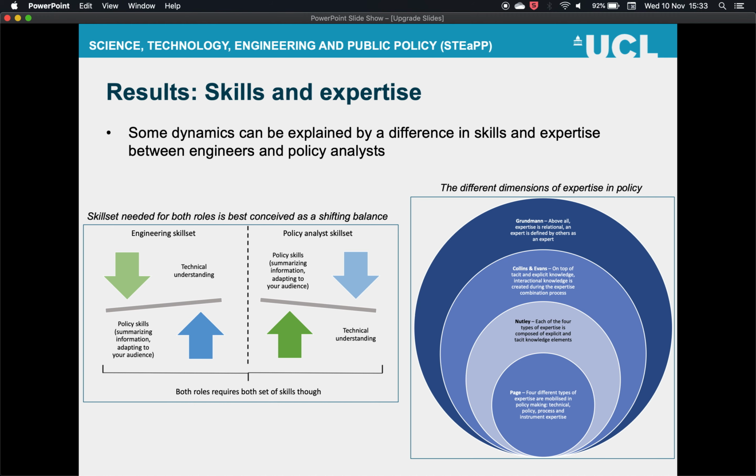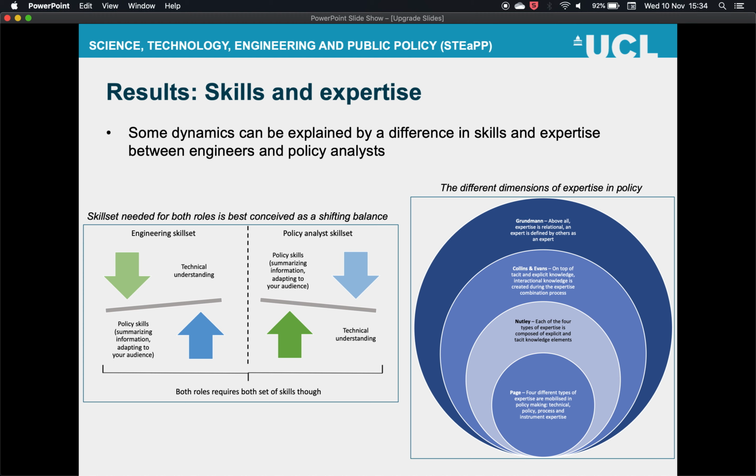The last diagram here I will just quickly go over is a breakdown of expertise in policy. This is based on the data that I've gathered and then mapped onto different elements that I found in the expertise in policy literature. Page states that there are different types of expertise that are mobilized in policymaking: technical, process, instrument expertise. If there's any question on that, happy to come back to it.